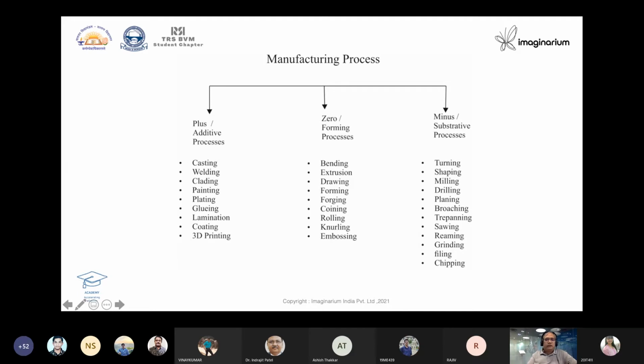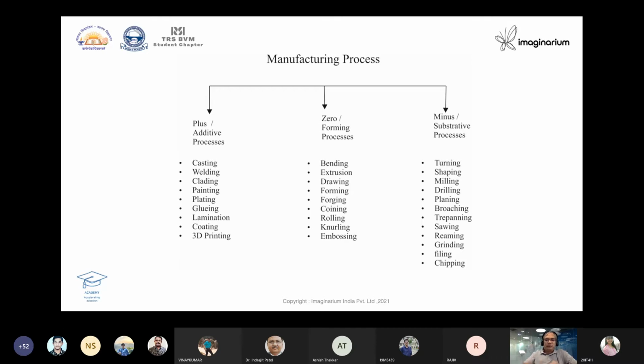And within which, additive manufacturing, additive process, we have 3D printing. So 3D printing is a subset of additive processes. Additive processes are what? Casting, welding, cladding, painting, plating, gluing, lamination, coating, 3D printing also, right? And for a long time, people have been calling it additive manufacturing. Well, it is a little loaded term. Manufacturing means making millions, right? Not making one or two. So I always say it is a little bit loaded term, but well, we are somewhere going there.